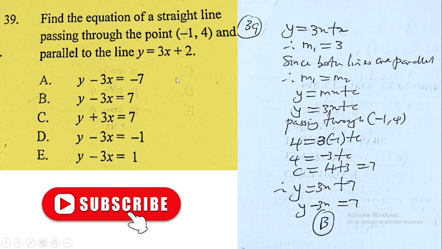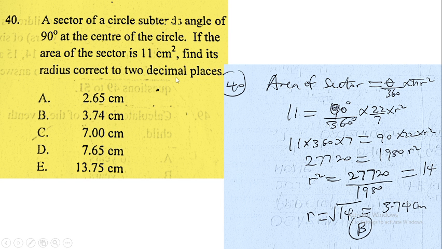That's question number 39. Question number 40 now is on a sector of a circle. And we are told that a sector of a circle subtends an angle of 90 degrees at the center of the circle. If the area of the sector is 11 centimeters square, find its radius to 2 decimal places. Now the area of a sector is theta over 360 times pi r squared, and the angle at the center is 90 degrees. And you'll be given the value of the sector, which is 11 centimeters squared. We're looking for the radius: 90 over 360 times 22 over 7 as the pi times radius square.